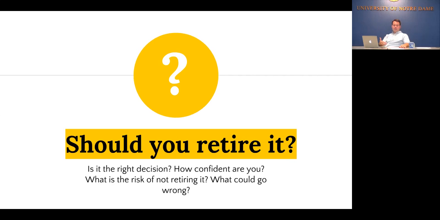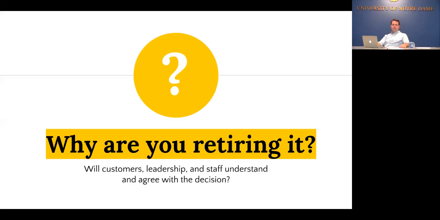So can you make this decision on your own terms and retire this thing? If not, what could go wrong? If you do, what could go wrong? Why are you retiring it? Is this a user-focused reason? Will people understand it? When we moved our email systems, we had folks who said, no, we need to go Office 365. That's what's best for us.